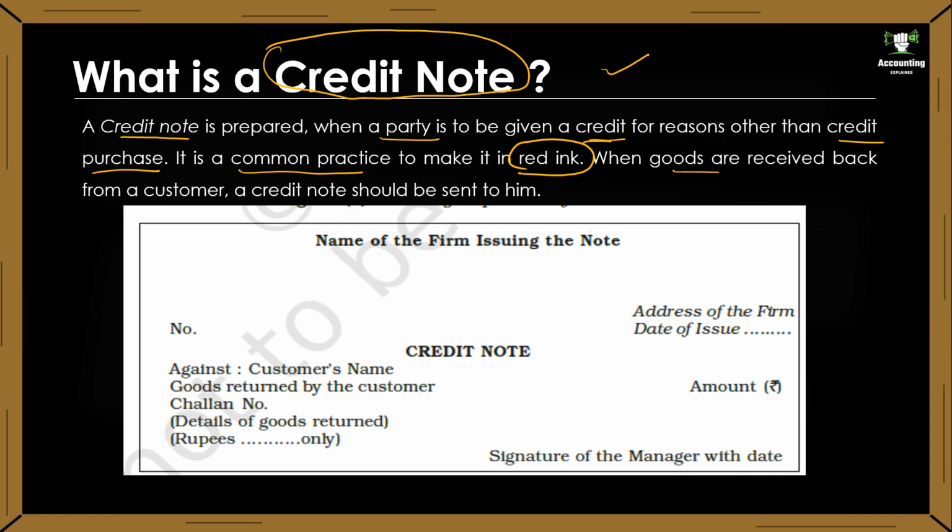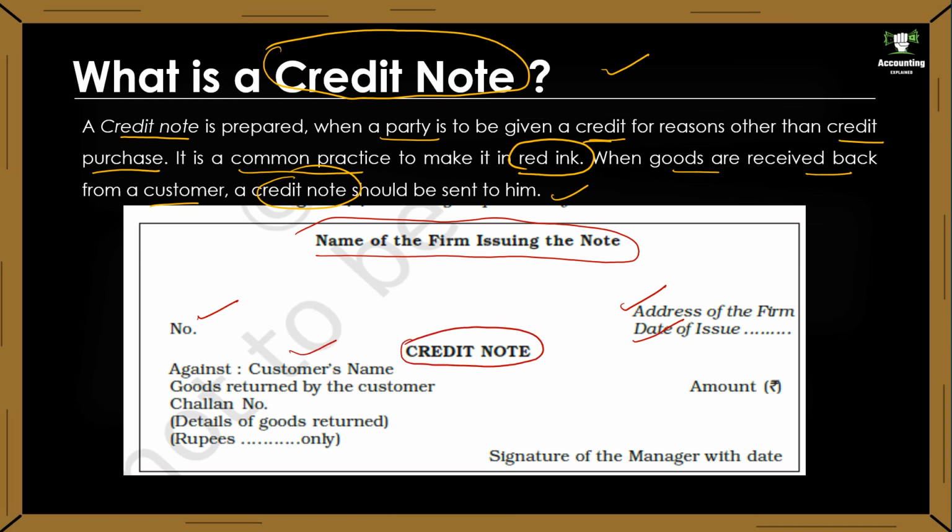When goods are received back from a customer, a credit note should be sent to him. If we are the seller, if we are receiving goods from the customer, then we have to send the credit note. Name of the firm issuing the notice. That is, our firm name should be here because we are the seller, right? Address of the firm, our address, date of issue, when we have issued it, number, what is the serial number for this credit note, and the heading of the credit note should be here.